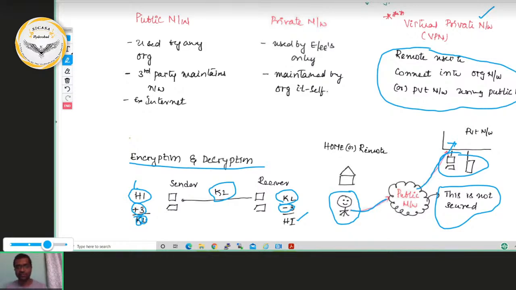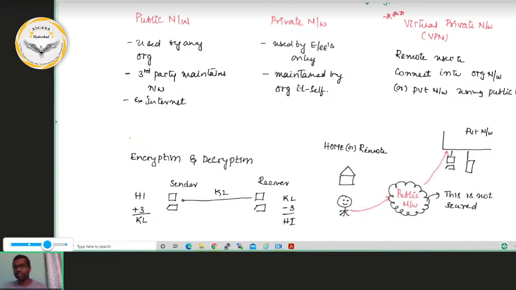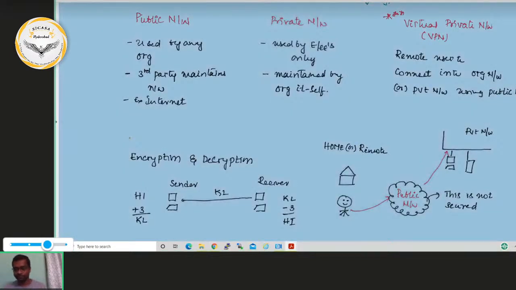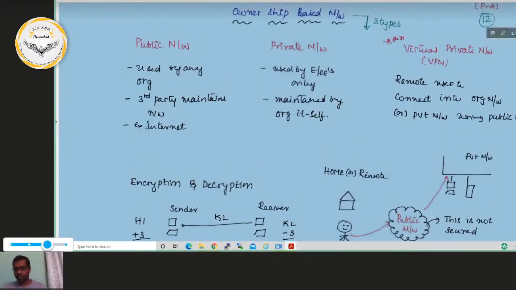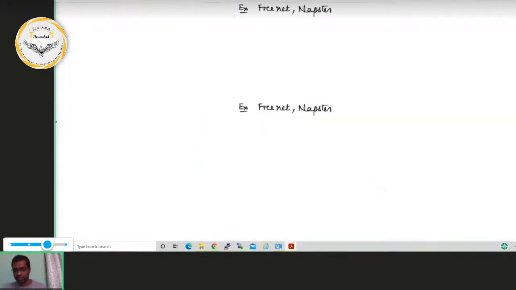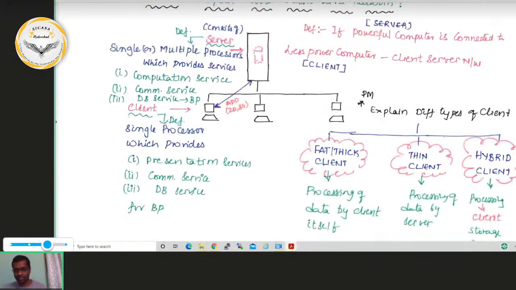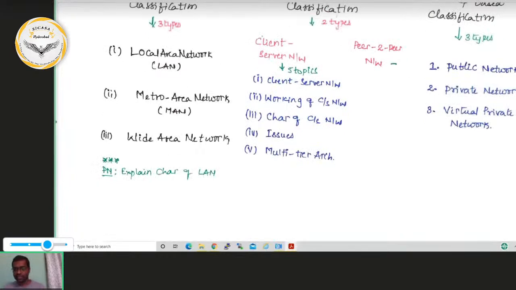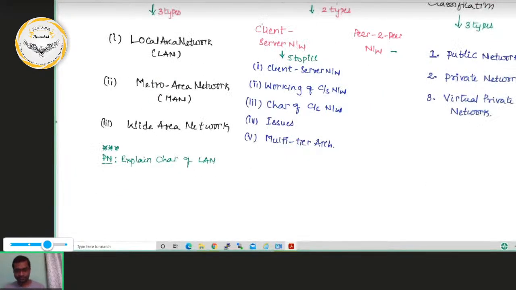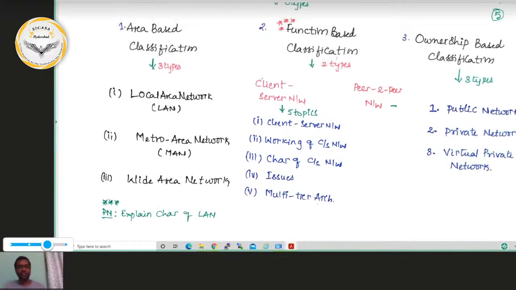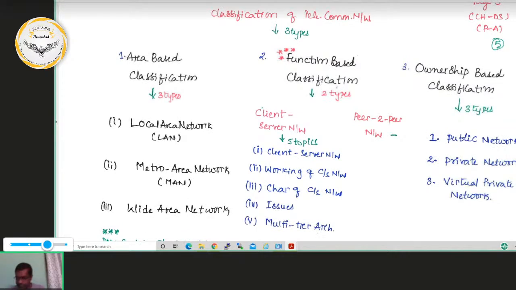With this we are done with classification. So if you see classification, how many types do we have? We have 3 types. First one is area-based classification. Area-based classification is further divided into 3: local area, metropolitan area, and wide area network.